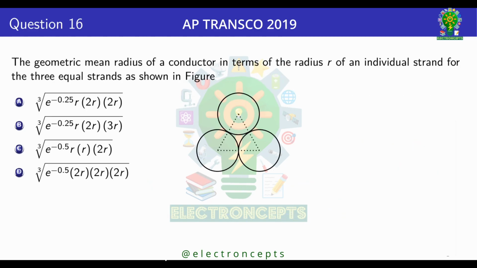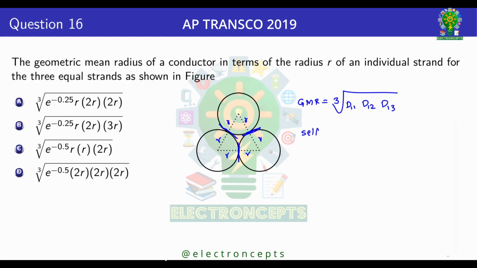Question number 16. The geometric mean radius of a conductor in terms of the radius r of an individual strand for the three equal strands is. From the given figure, let us consider each conductor radius is r. For a three-strand conductor, geometric mean radius GMR is given by cube root of D11 into D12 into D13, where D11 is the self GMR of the strand and D12 is the distance between centers of first and second strand, and D13 is the distance between first and third strand in a conductor.